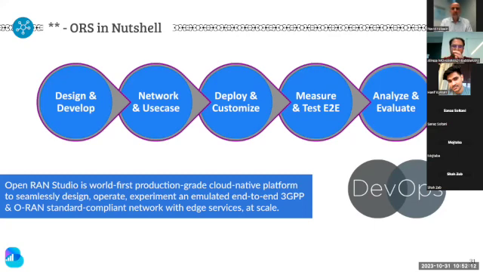This incorporates all the techniques from DevOps. In that sense, OpenRAN Studio is the world's first production-grade cloud-native platform to seamlessly design, operate, and experiment with an emulated or simulated end-to-end 3GPP and/or standard-compliant network, plus edge services, at scale. We see the scale is a lot. We covered parts of it in the last webinar. You can find the videos on the YouTube account of BubbleRAN. We are trying to gradually cover more and more in each webinar episode.